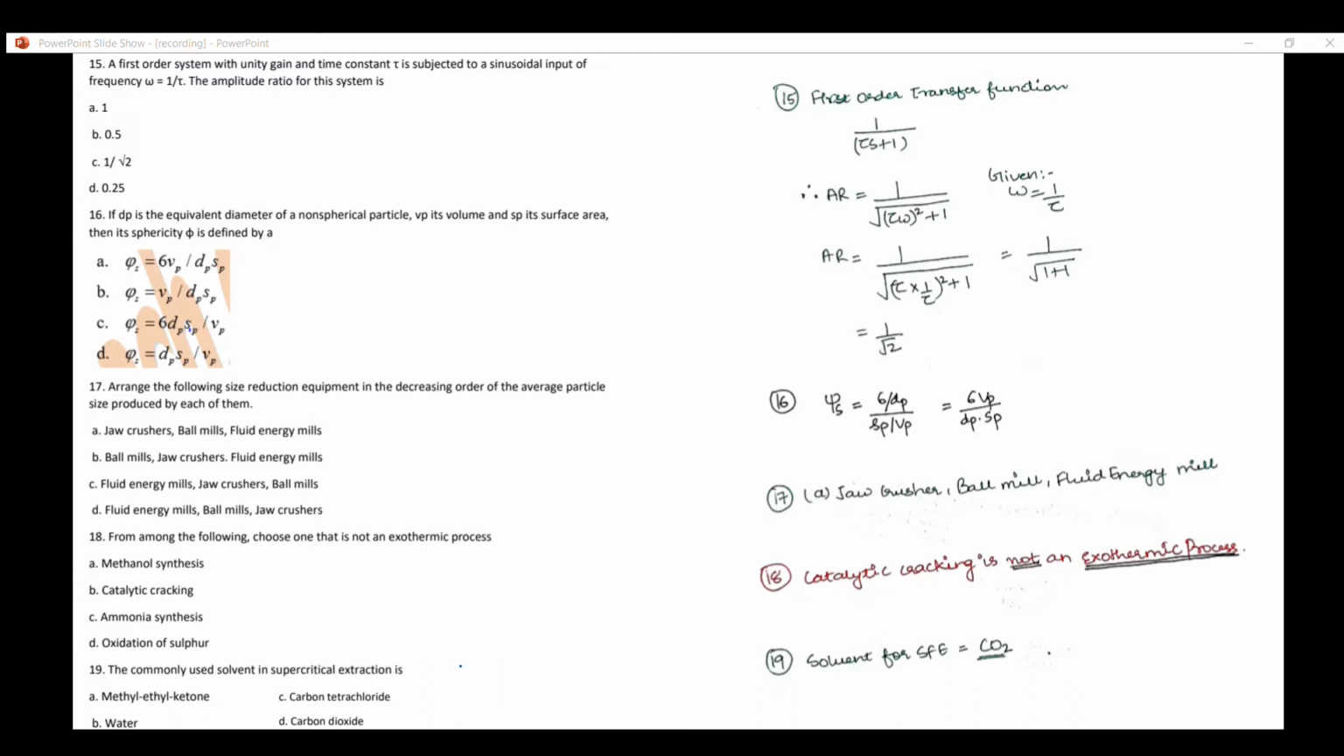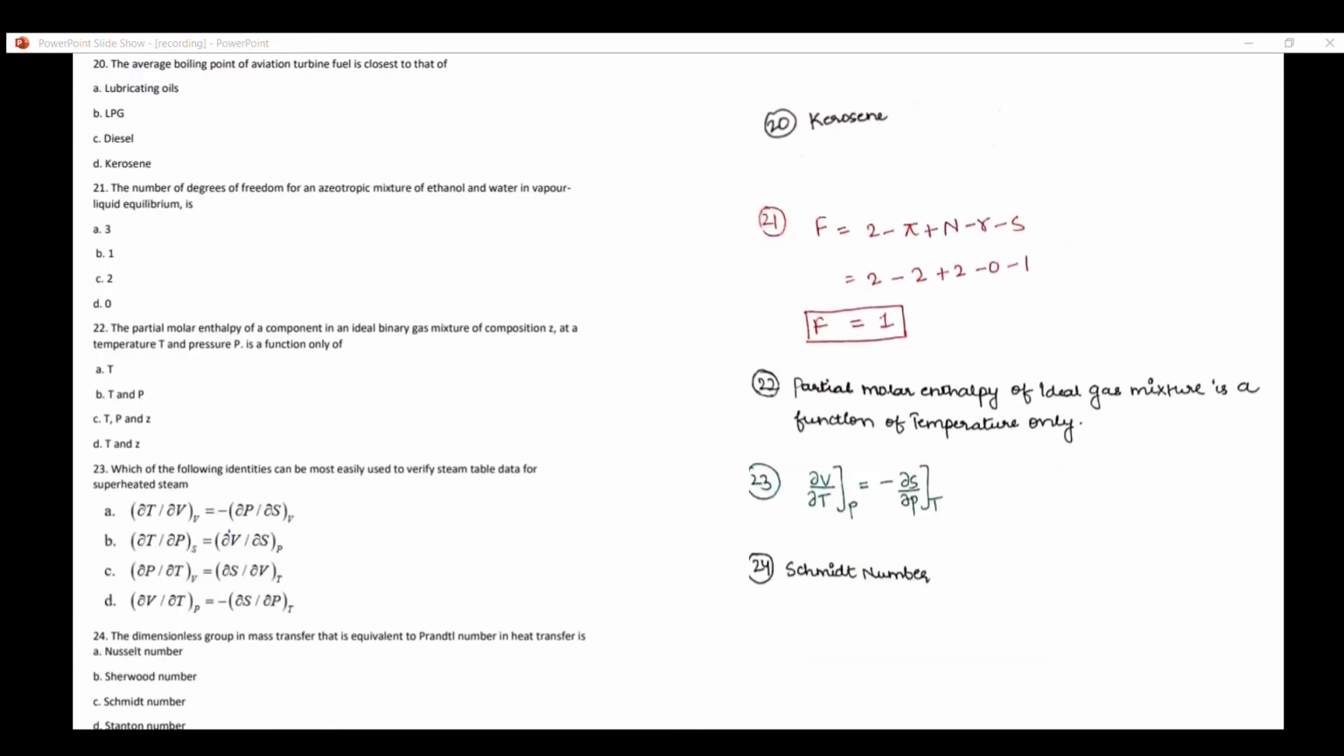Next, the commonly used solvent in supercritical extraction is, the correct answer is carbon dioxide, which is option D. 20th question. The average boiling point of aviation turbine fuel is closest to that of, the correct option is D, kerosene.